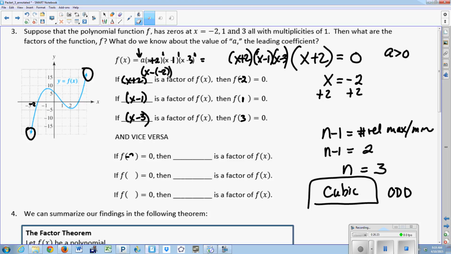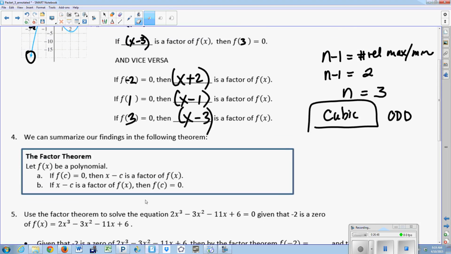Okay. And of course, we can do vice versa. If f of -2 is 0, you know a factor automatically. What is it? x take away -2, which becomes x plus 2. If f of 1 is 0, then x take away a 1 is a factor. And if f of 3 is a 0, then x minus 3 is a factor. So this is how it's summarized. This is the big thing you're going to highlight in your notes today.